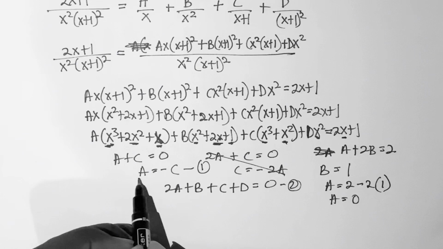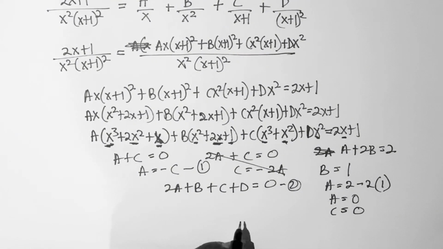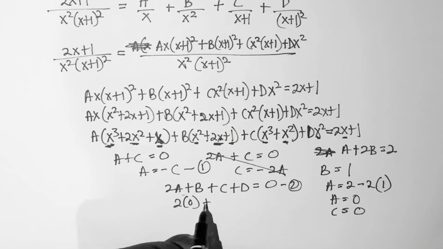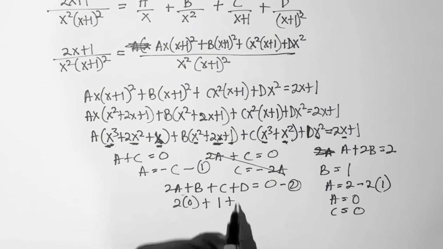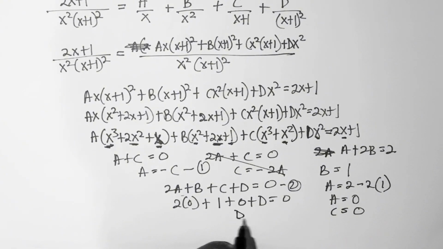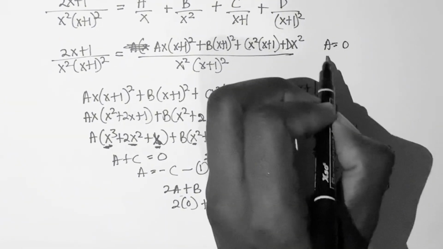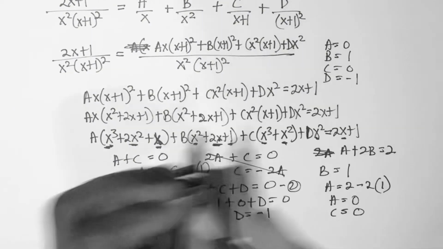But we've also established that a is equal to minus c. So this implies that c is also equal to 0. And then we know that 2a, so 2 times 0, plus b, which is 1, plus c, which is 0, plus d is equal to 0. So this implies that d is equal to minus 1. So in the end, a is equal to 0, b is equal to 1, c is equal to 0, and d is equal to minus 1.